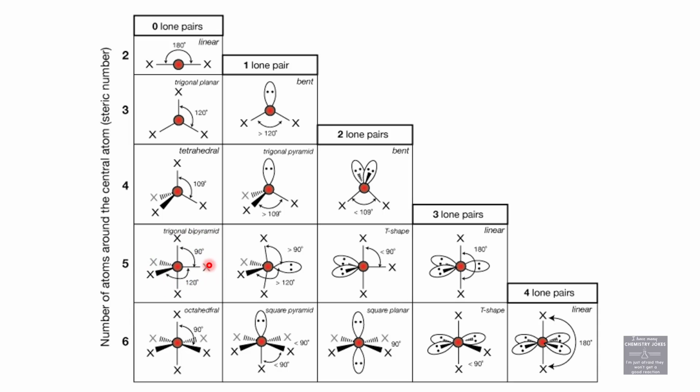5 things around a central point, we call it trigonal bipyramidal. This one is called sawhorse. There's not a label there. This one's called T-shape and linear. Octahedral, square pyramidal, square planar, T-shape, and linear. Yeah. So what's the deal with all of these?